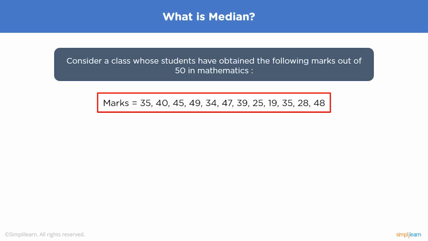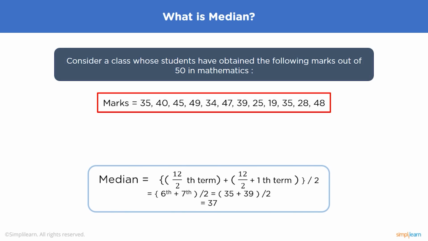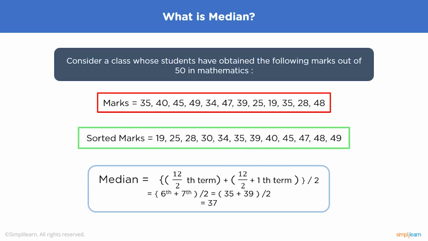Again, let's consider the marks obtained by 12 students in mathematics in a class. If there were only 11 terms, like let's assume that the last term, which is 49, was not present, it would be very easy to find the median. We would just have to consider the middle term, or the sixth term here, which is 35. There are 5 terms above it and 5 terms below it. It is clearly in the middle of our range, so this would be our median.